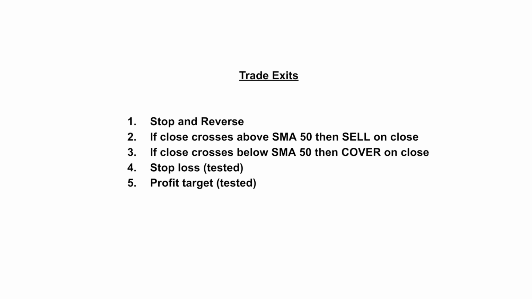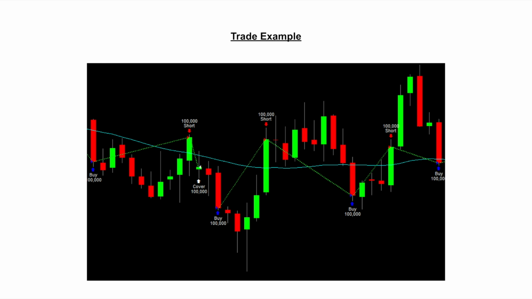Exit number two, if we're in a long trade and the close crosses above the 50 period moving average, then we sell on the close of the bar. And the opposite for the short trade. If we're in a short trade and the close crosses below the 50 period simple moving average, then we cover on the close. Number four, we're going to have a stop loss, which we're going to test the different values. And number five, we're going to have a simple profit target in terms of number of pips, and we're going to test those targets too. So looking at as an example on the chart, let's look at this first short example here.